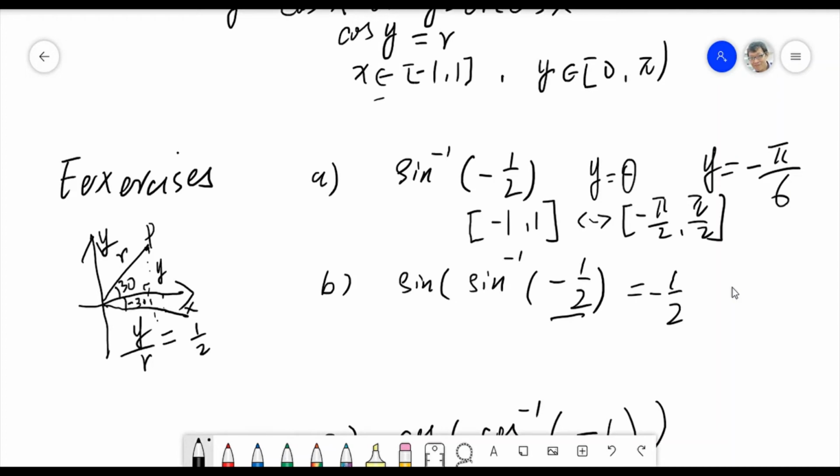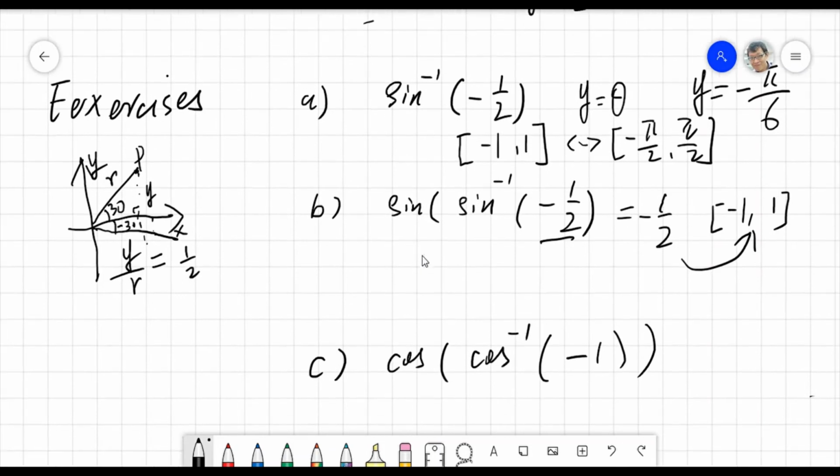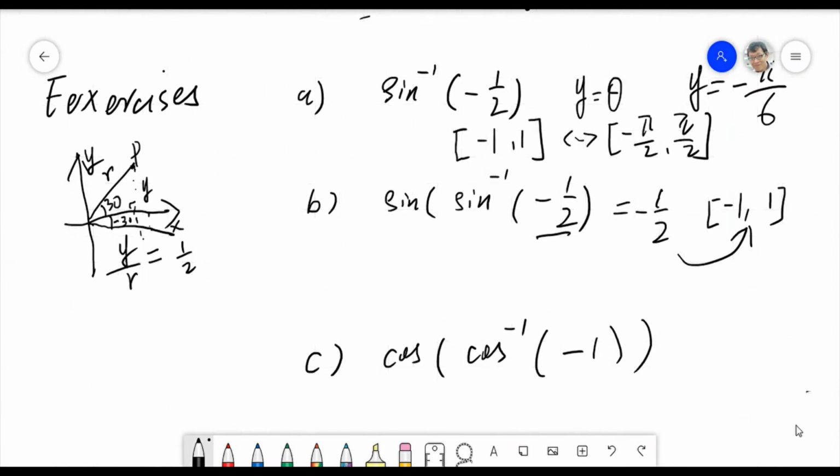Just to make sure -1/2 is in the domain, which is -1 to 1, right? It's in between, so it's right. Okay, another example, quite simple. This one, I already know the answer: -1. Am I right?